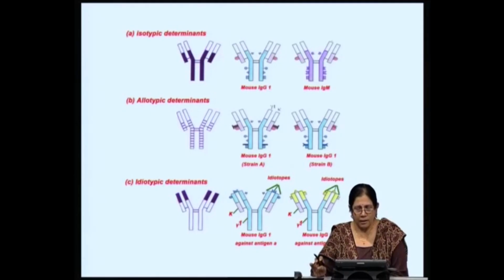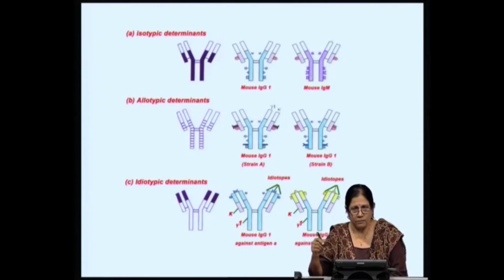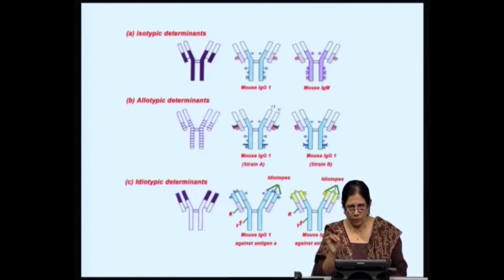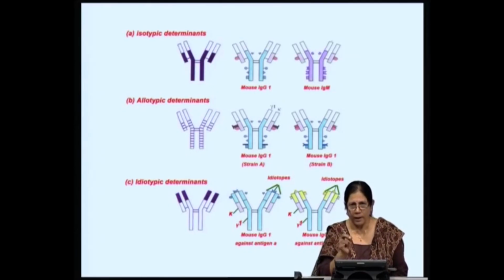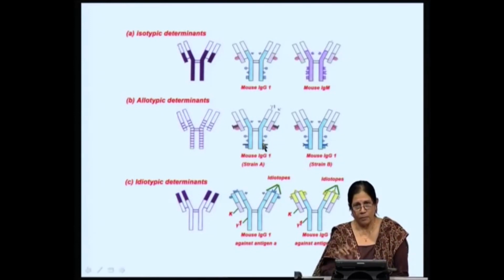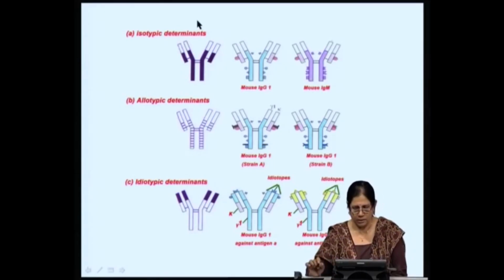Allotypic determinants are those that have arisen during evolution. Though we say that the constant domain is exactly the same, all IgG1 from the human species would be identical, yet during evolution there is every chance that there could be one amino acid mutation. Now, if those mutations, one or two, lie in antigenic determinants, that determinant now would become antigenic, which would be different from the isotypic determinants.